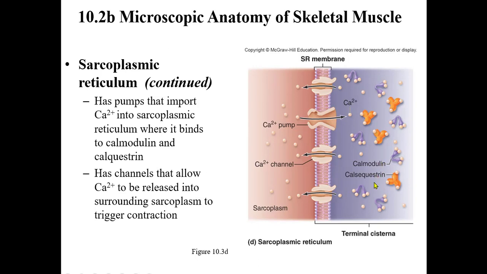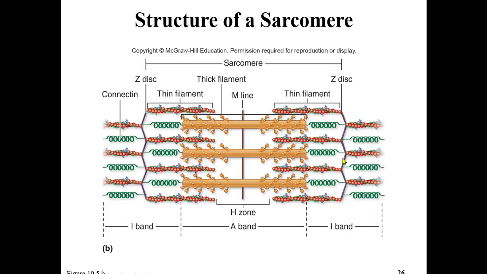These two items are the pumps that take calcium back into the SR. So calsequestrin and calmodulin, these are the two that are key for returning calcium back to the SR. Okay? And it says it right here: it has pumps that import calcium back into the sarcoplasmic reticulum. And these are the two pumps. Okay, so be aware of that. Those are the two pumps.